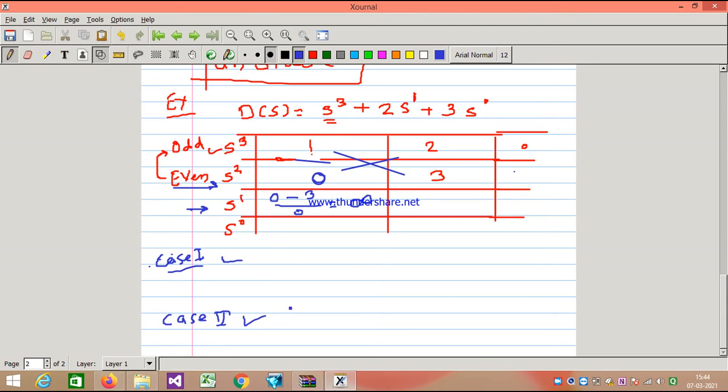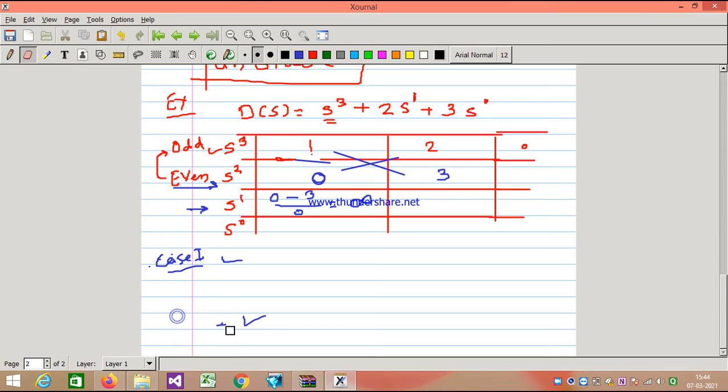And what is case 2? Case 2 means the whole row becomes 0, like this. This is again 0, this is again 0, like this. When the whole row is 0, that time case 2 appears. Now in our example there is case 1. Why? Because there is a single 0, and other elements are available. That's why we solve the equation using case 1.